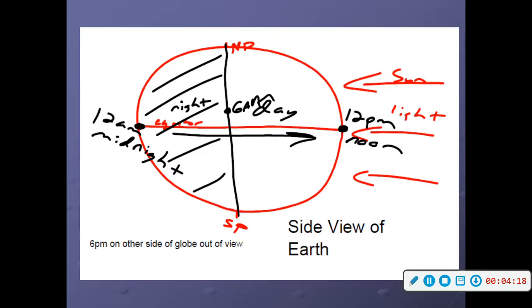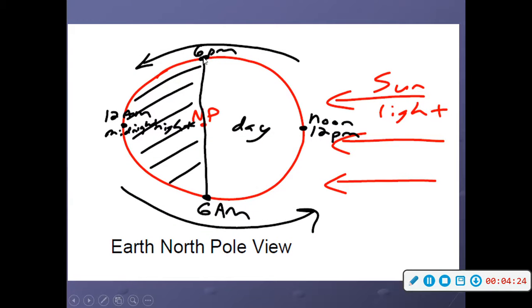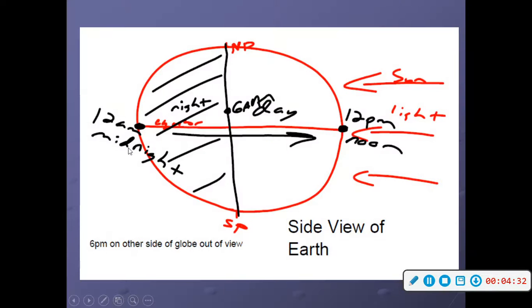If you look at the previous diagram which we looked at before, 6 p.m. was here, but we rotated the globe, so now we're only looking at this bottom side. As a result, again, 6 a.m. is in your view, and 6 p.m. is on the other side of the globe, out of your view. So that's another way to look at how the time zones work.